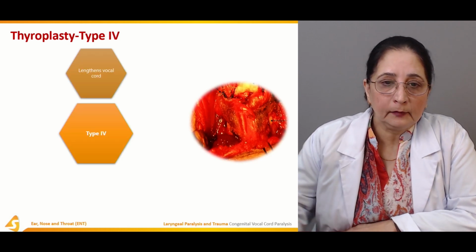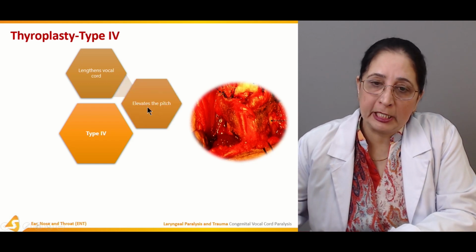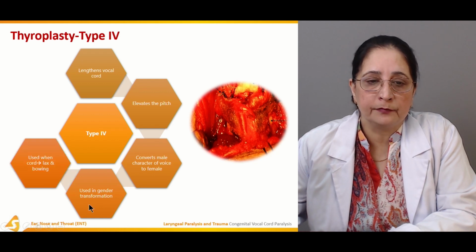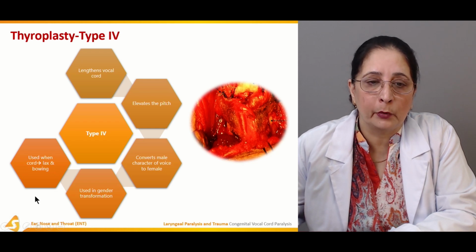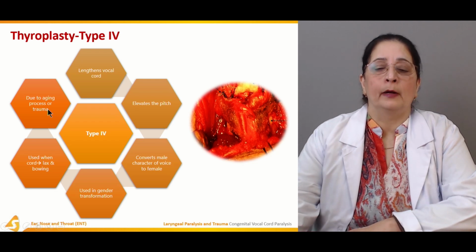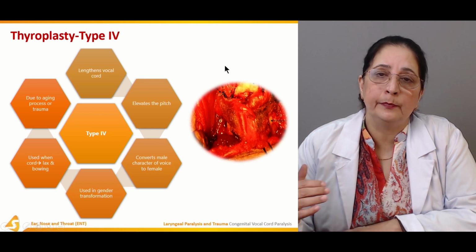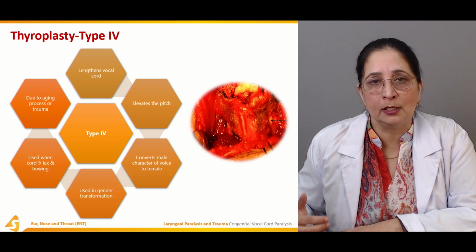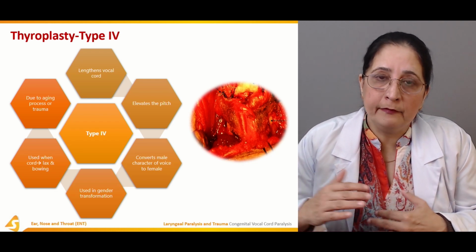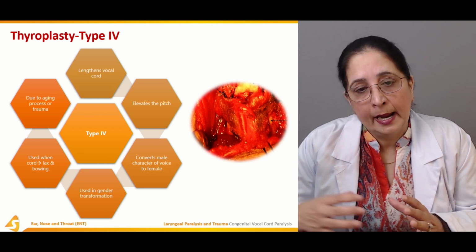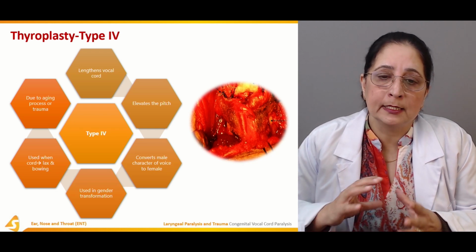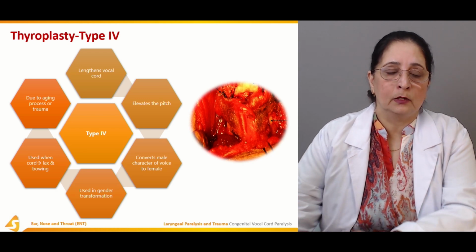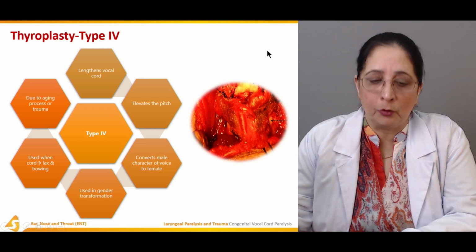Thyroplasty type 4 lengthens the vocal cord, elevates the pitch, and converts the male character of voice to female. It is used in gender transformation, and when the cord is lax and bowing due to the aging process or trauma. So these are the types of thyroplasty procedure 1, 2, 3, and 4. One medializes, the other lateralizes, the third shortens, and the fourth lengthens the vocal cord and elevates the pitch. This is done mainly to change the voice from male to female character, to make it softer, and also in the aging process or trauma we can do thyroplasty type 4.